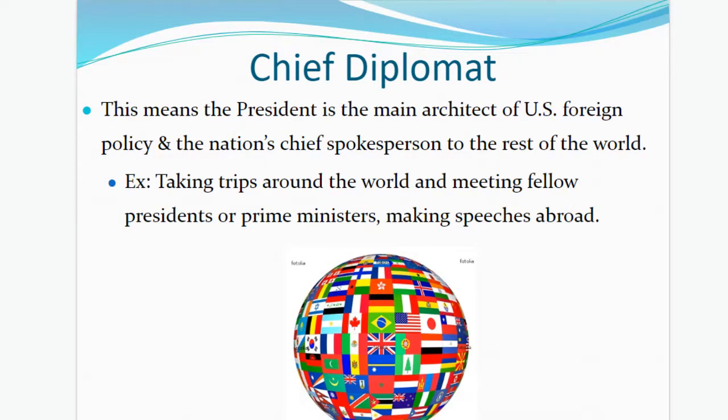The president is also the chief diplomat of the world, and this means the president is the main architect of the United States foreign policy and the nation's chief spokesperson to the rest of the world. So examples of this are taking trips around the world and meeting with fellow presidents or prime ministers, making speeches abroad. They also delegate a lot of that responsibility to the Secretary of State, who fills out that role of taking out the president's agenda and spreading it across the world.